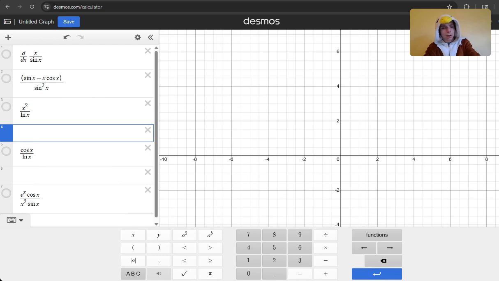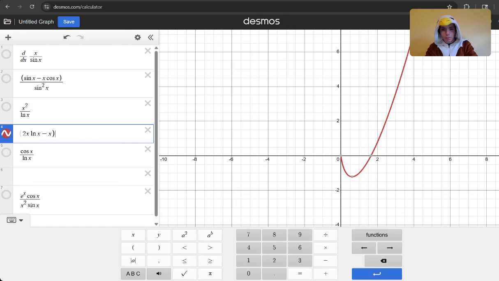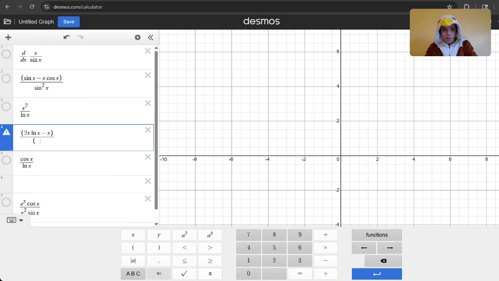Now for x squared over ln of x, we start with ln of x times the derivative of x squared, so that's 2x ln of x, and then we subtract x squared times the derivative of ln of x. The derivative of ln of x is 1 over x, so that's x squared over x, or just x. And then we divide by the bottom squared, so that's divided by ln of x squared.